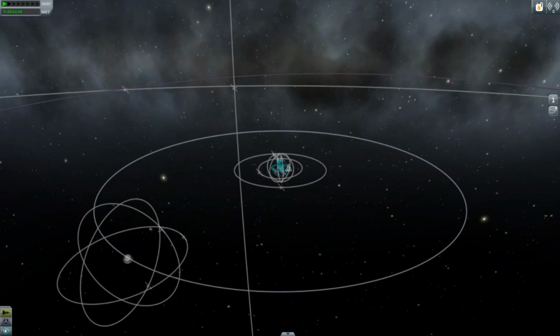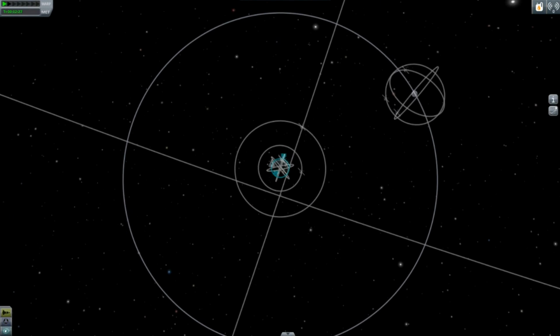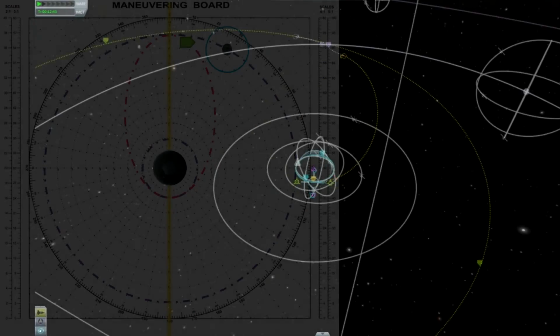I'm sure everyone remembers from a previous episode how we calculated the delta V for the first and second burns to reach the Mun, as well as the 60-degree phase angle for the initial translunar injection burn.